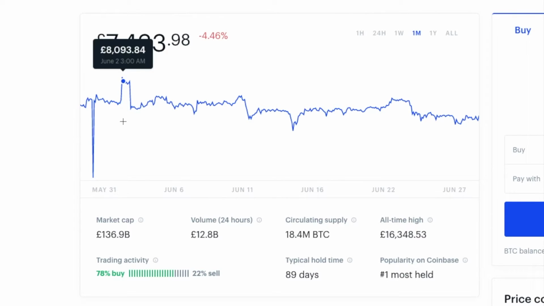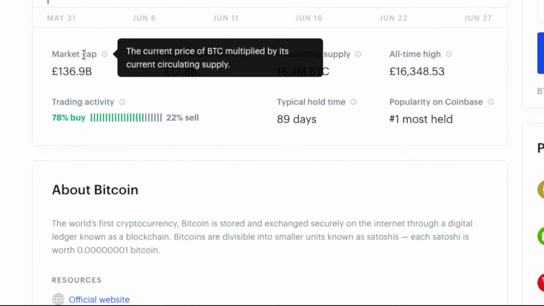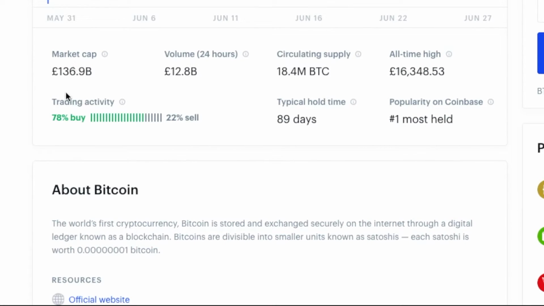Okay, so it's a very volatile market, cryptocurrency, and only because it's new, you know. People are yet to trust it as much as they trust stocks. Okay, so here down below you got the market cap. This is what it says here, the current price of BTC multiplied by its current circulating supply. Okay, that's a lot of people that are being supplied currently with Bitcoin. Here is the volume over the last 24 hours. 12.8 billion Bitcoin worth has been traded.